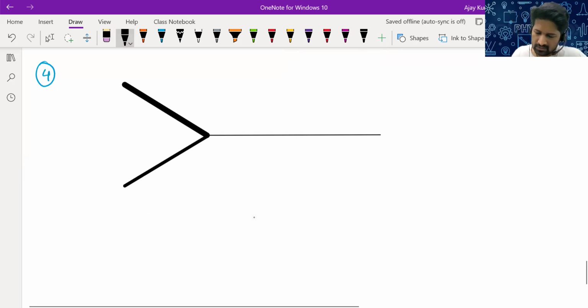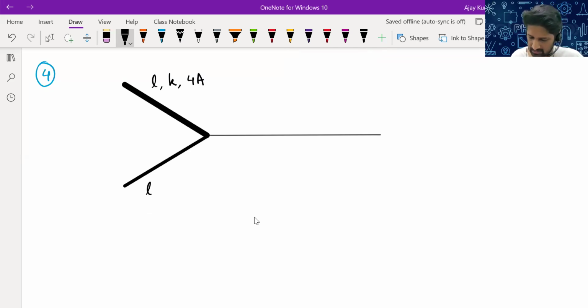So let's say this rod's length is L, conductivity is K, and area of cross section is 4A. This rod's length is L, conductivity let it be 2K, area of cross section let it be 2A. And the third rod is longer: length 2L, conductivity K itself, area of cross section A. So there are three rods with different conductivities and lengths.